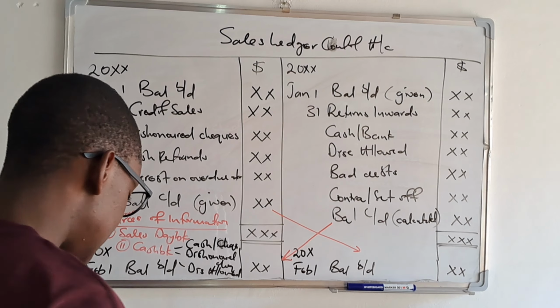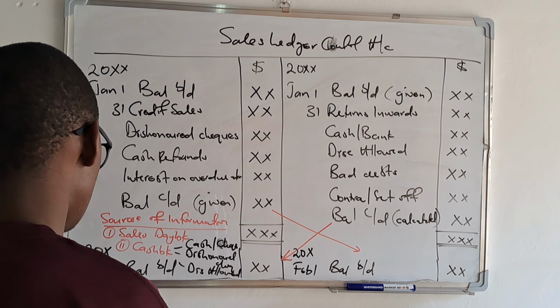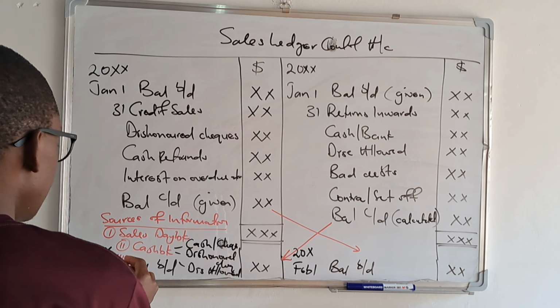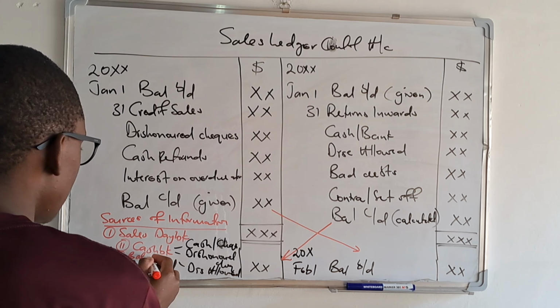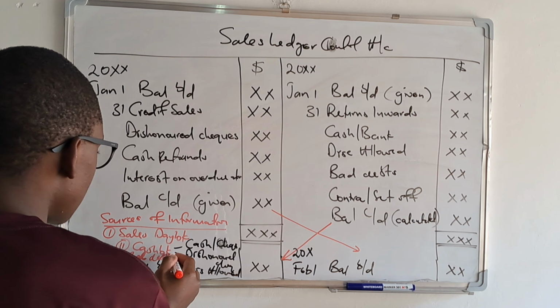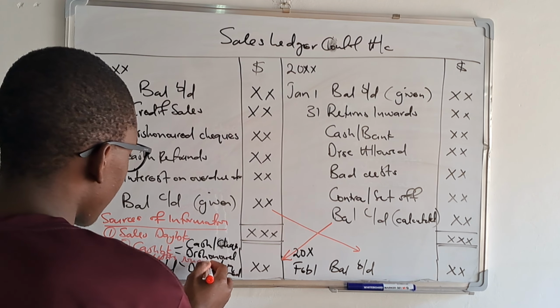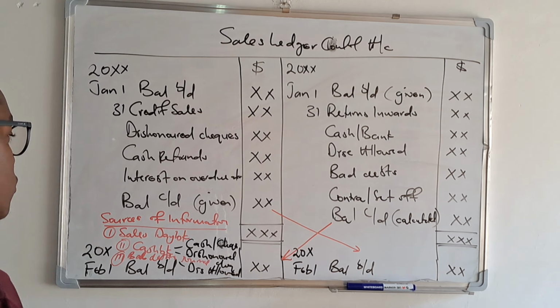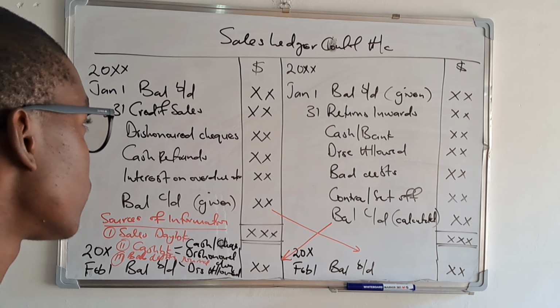Then the bad debts come from the bad debts journal. We also have, on item 3, the bad debts journal. So you may be asked to give the source of information. These are the sources of information.